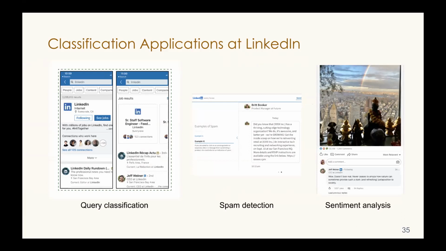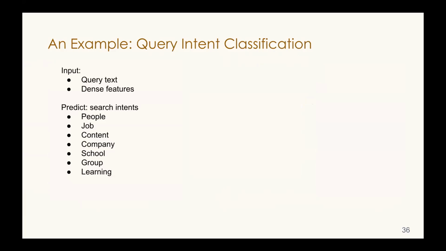We will take query classification as an example to illustrate how we can design a DeText model for that. Our input here is the query text and also some other dense features that were also available in the previous production. Some of these dense features could be personalization features, for example the user's footprint features, like search behavior features, things like that. Our goal is to predict the search intents over the different search verticals that we have at LinkedIn, for example people, job, content, etc.